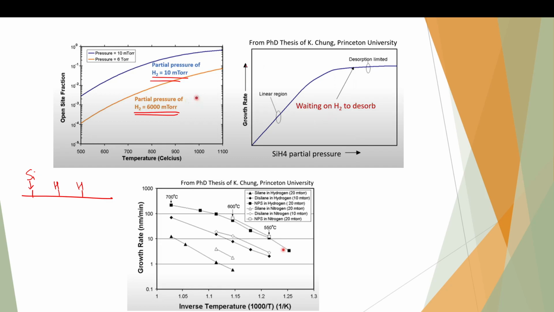Similarly, we see here the growth rate of silicon versus SiH4 partial pressure. At higher partial pressures there will be more hydrogen in the chamber, and so then the reaction will get desorption limited. Similarly, in each of these diagrams, the black triangles is silane in hydrogen, compare that to silane in nitrogen. So we see that the growth rate is higher for the same temperature.